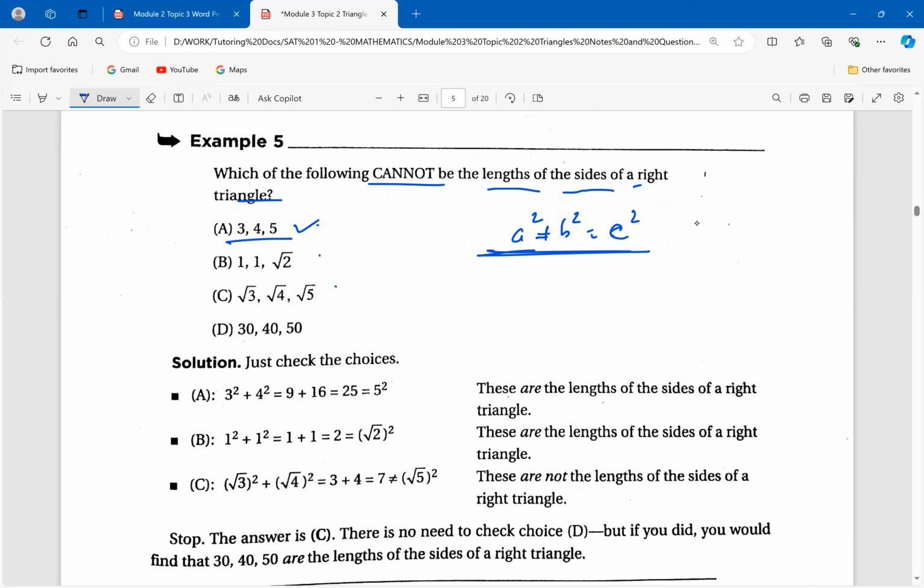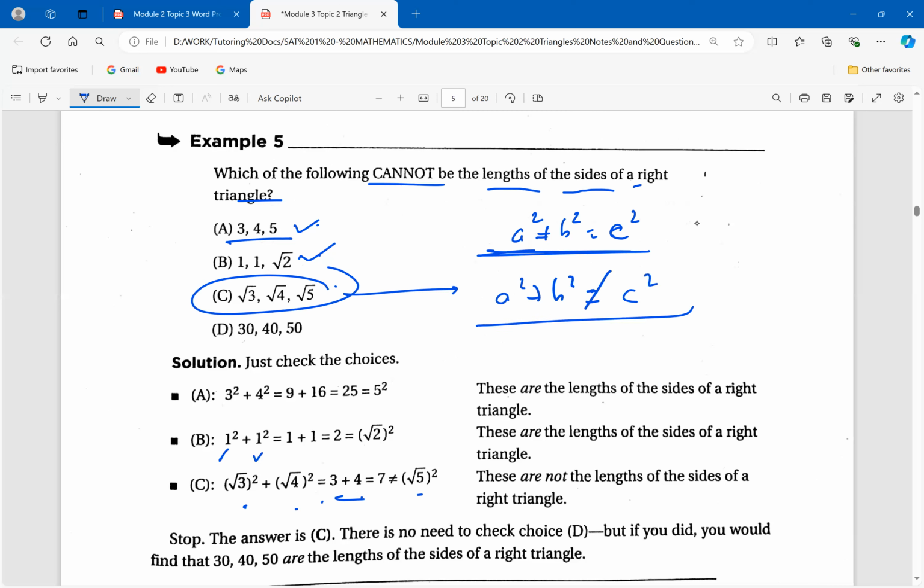Then 1 square, you see they've done 1 square plus 1 square is equal to root of 2 square. What will root of 2 square be? It will be 2. This is also true. Okay, root of 3 square plus root of 7 square, 4 square, what did it become? 3 plus 4 is equal to 7. It's not equal to 5. So this is the correct answer option because this is not a right angle triangle. What is happening here? A square plus B square is not equal to C square. This is exactly the answer option that we were looking for.